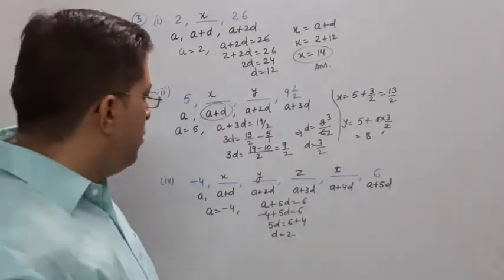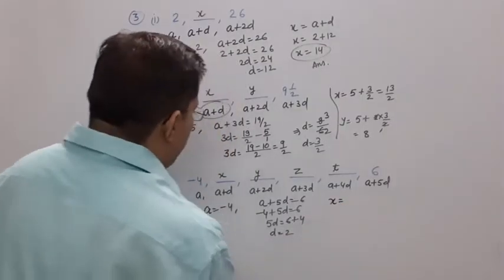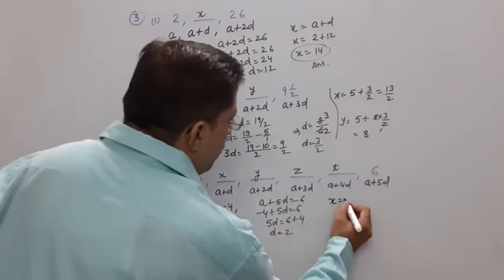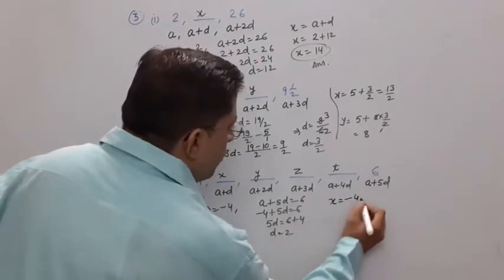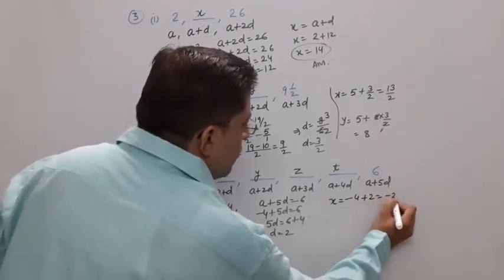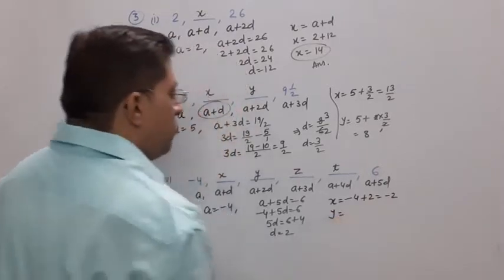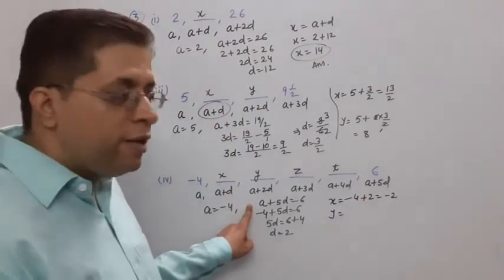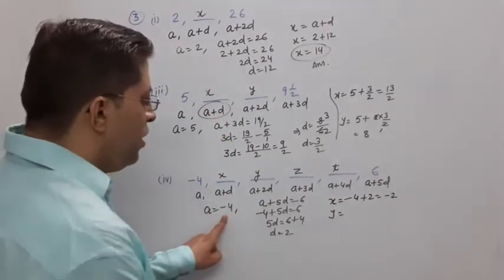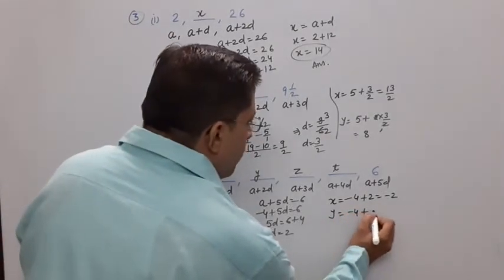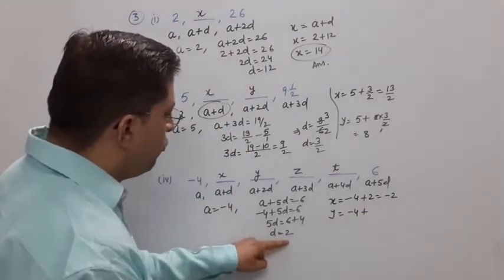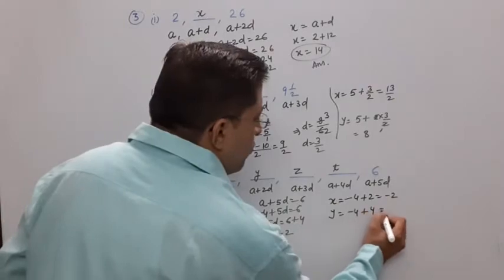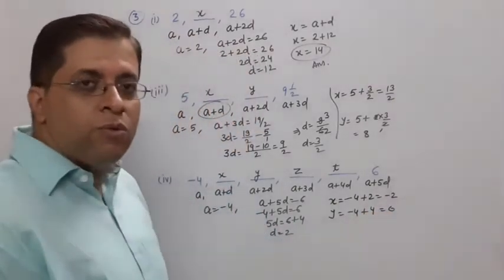Clear? Okay. x is A plus D. A is what? Minus 4. And D is 2. So minus 4 plus 2, this is minus 2. What is y? A plus 2D. A is minus 4, plus 2D, 2 into 2, this is 4. Minus 4 plus 4 becomes 0.